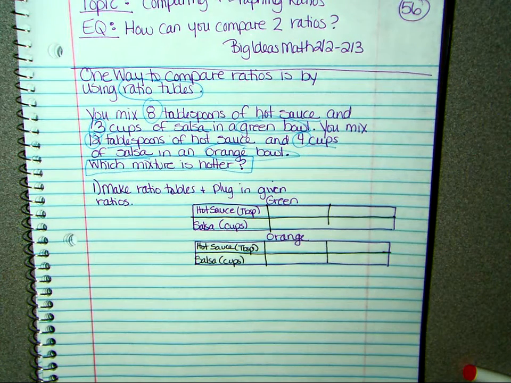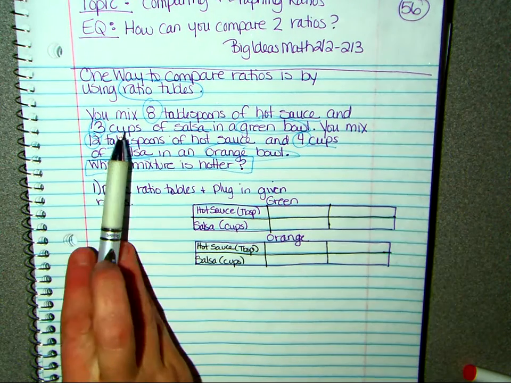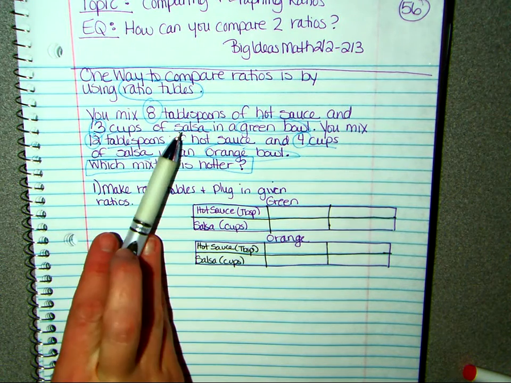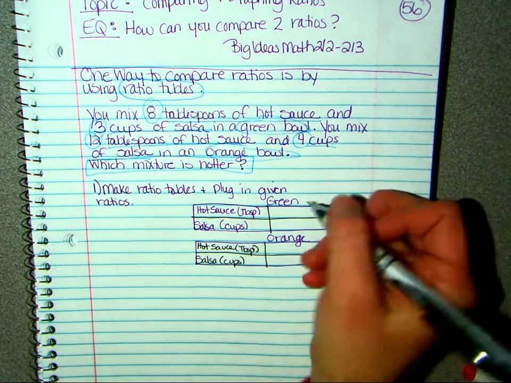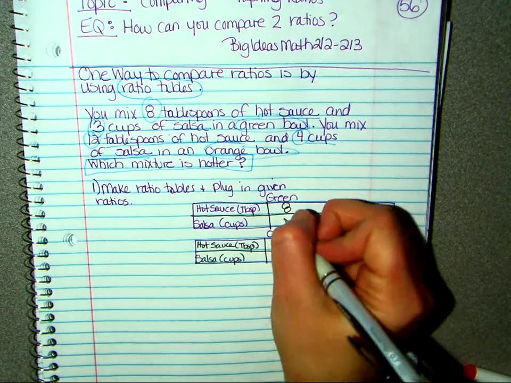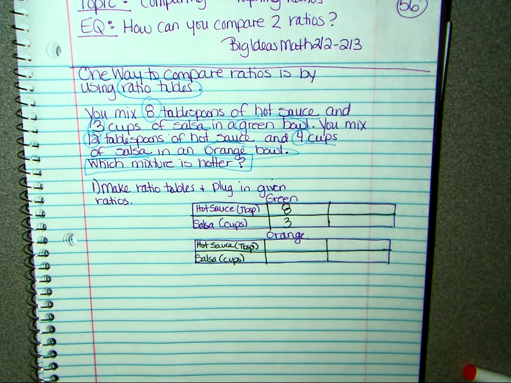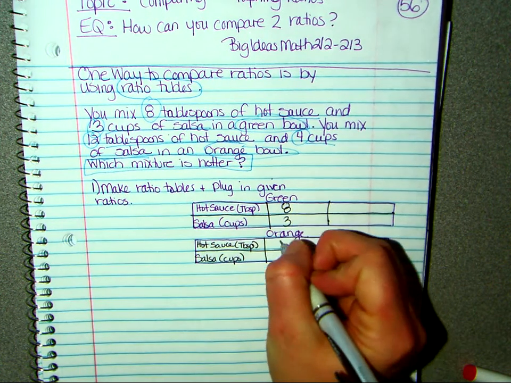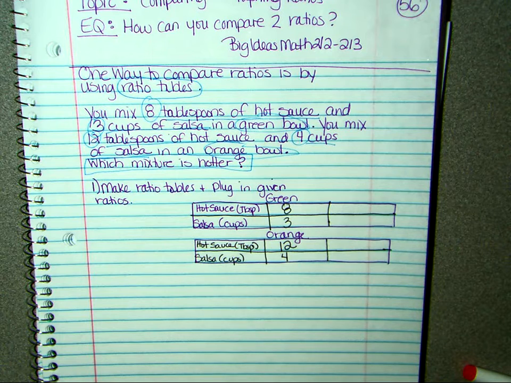Okay, now we got to put in those given ratios. So looking up at our problem, we've got 8 tablespoons of hot sauce to 3 cups of salsa. So I'm going to say 8 tablespoons to 3 cups. Raise your hand if you can tell me what the ratio we're going to plug in for orange would be, looking at the information in our problem. Maddie? 4 cups, 12 tablespoons. Good. All right, so that is step 1. You guys get it? You made your table, you plugged in your original ratio, we got it from our problem.